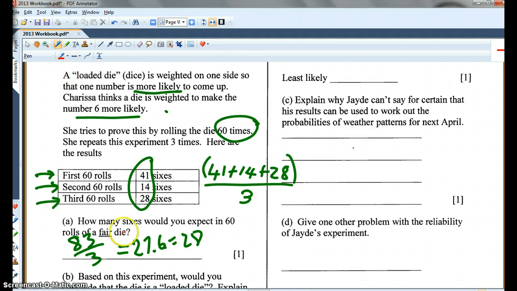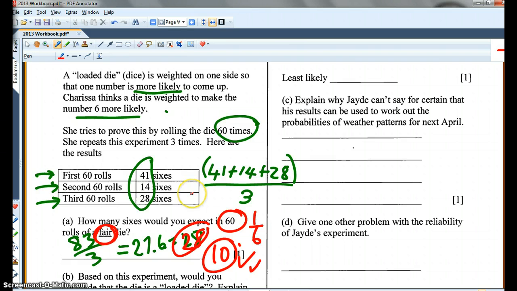But we've read the question incorrectly, thanks to Rob. He's pointed out that it says a fair die. So for a fair die, 1/6 of 60 is actually 10 rolls. 10 rolls would be fair, and our experiment was 28, so it actually is not a fair die. So the answer there was 10.